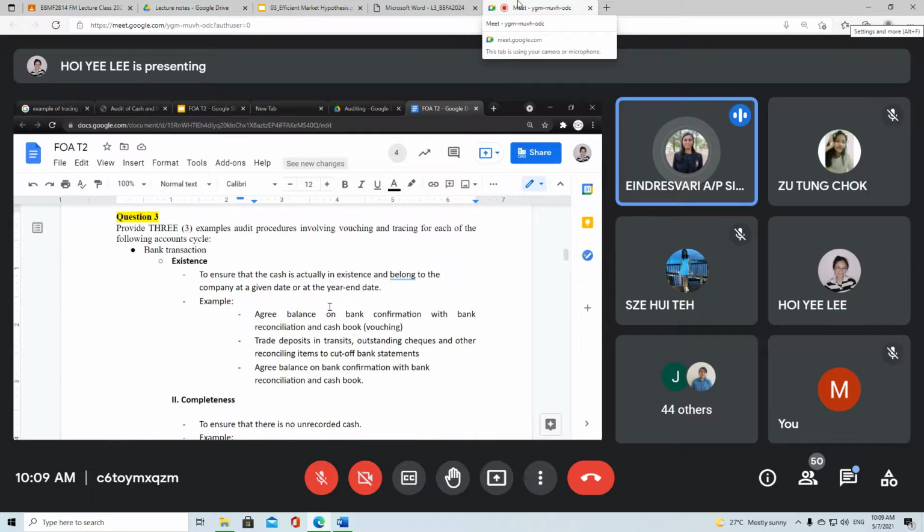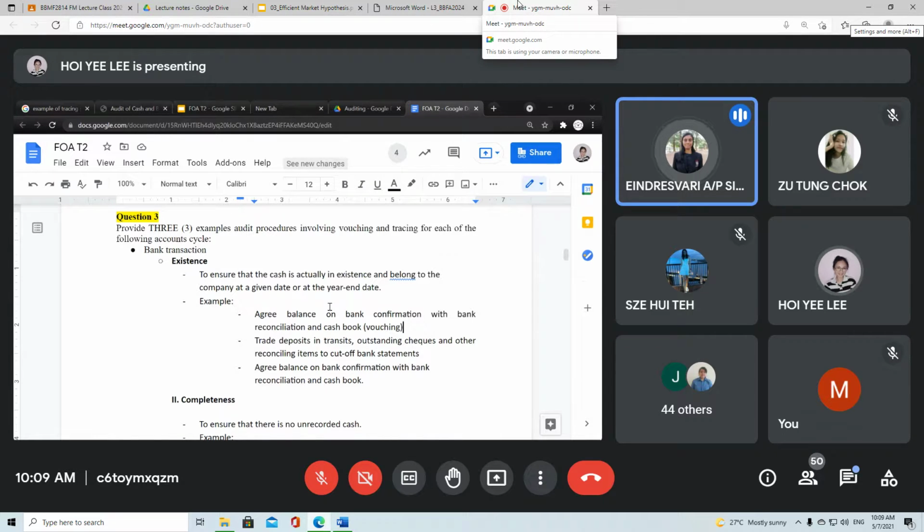Second one, you are only writing a lot of documents. Trade deposit in transit is what? It's a document or what? It's an item, not the procedure. Next, outstanding checks. Outstanding check is also an item. It is not a document. And other reconciling items to cut off bank statement. It is not even a procedure. I don't know what you wrote there.